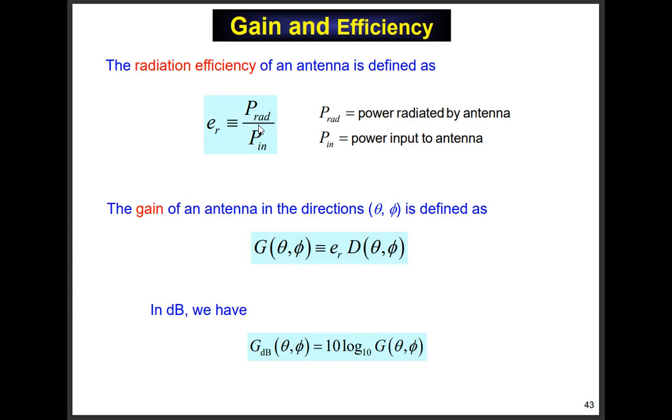Now, a typical wire antenna might have an efficiency of 97, 98%, so it's not a big concern. A typical microstrip antenna might have an efficiency of 80% or 75%, so it's more of a concern. Okay, but every antenna has an efficiency.